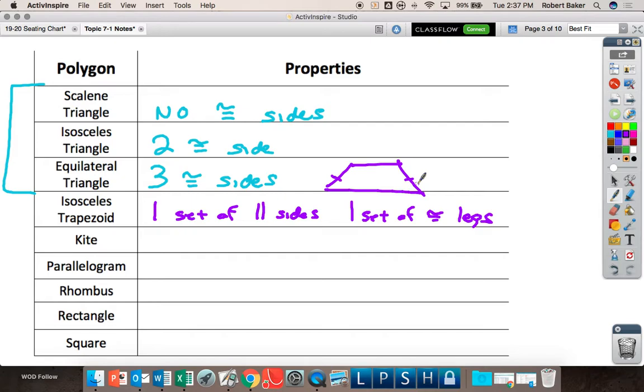Oof, kite, another really intense one. There's the two sets of congruent sides, but I don't remember the word. That's the word that we're forgetting. Two sets of adjacent. Nope, not adjacent. Starts with a C. Corresponding. Nope. CO. Two sets of consecutive congruent sides.